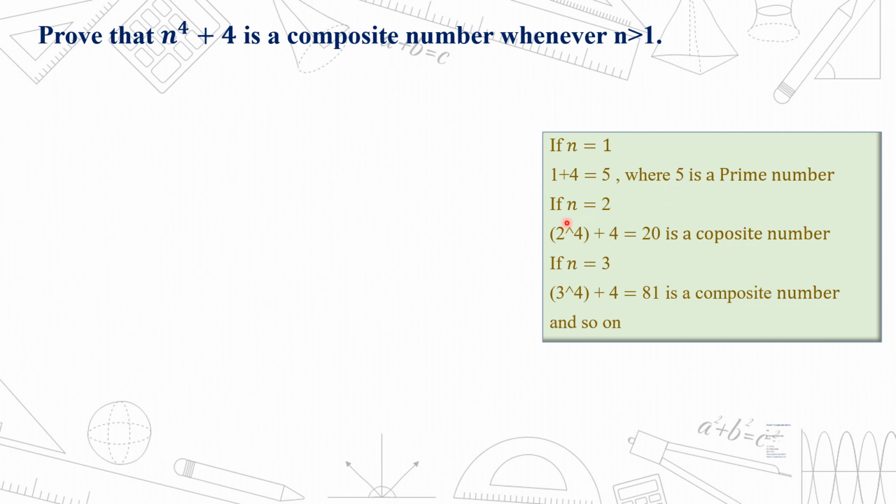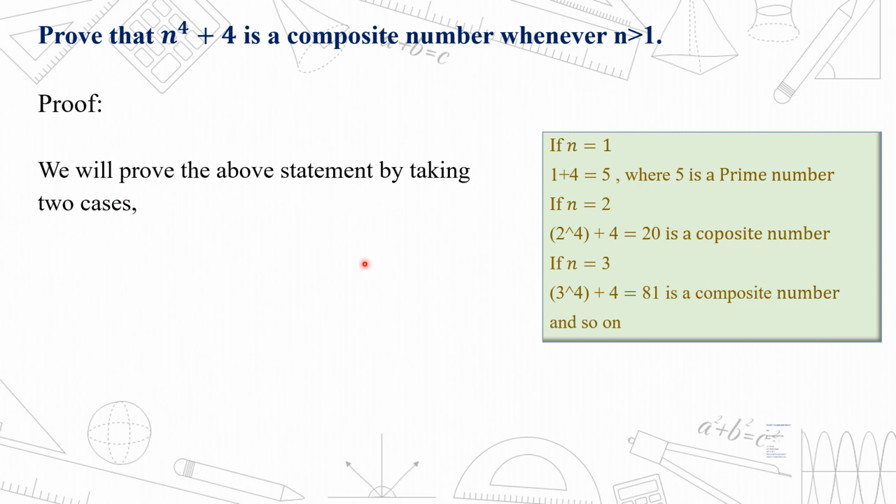If n is equal to 2, then 2 to the power 4 plus 4 is going to be 20, where 20 doesn't belong to prime numbers. It is a composite number. Similarly, if n is equal to 3, then it is going to be 81, where 81 is also a composite number. Therefore, we can clearly observe that n to the power 4 plus 4 is a composite number whenever n is greater than 1. Let's prove it.